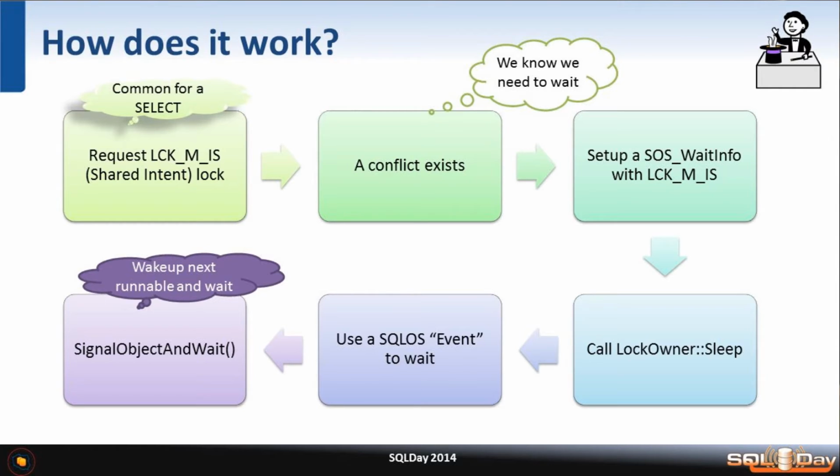And so what happens is that we use this Windows API call, SignalObjectAndWait. We signal the person that's runnable on our scheduler, and then we go wait on our resource. So this is the basic flow of how you actually wait on a wait type inside SQL Server.